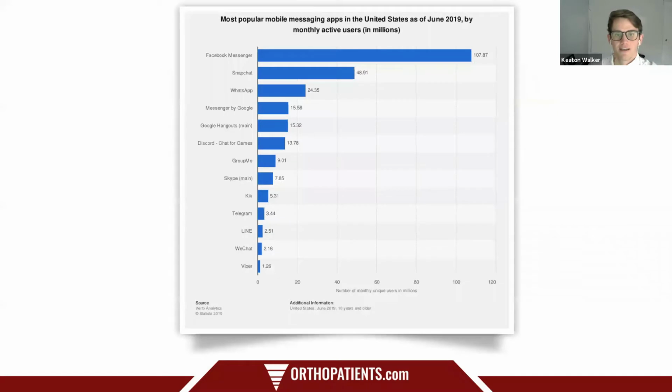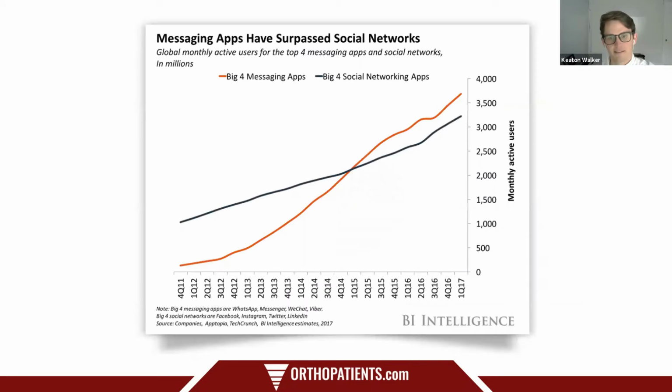So this is 1.3 billion monthly active users on Facebook Messenger. So it's the most popular in the United States by far. And this is what I call the great crossover. As you can see, in 2015, the popularity of messaging apps surpassed the popularity of networking apps. At the bottom, the big 4 messaging apps are WhatsApp, Messenger, WeChat, and Viber, which most people in the US aren't using. They're just using Messenger. And the big 4 social networks are Facebook, Instagram, Twitter, and LinkedIn. So there's something to this, right? There's something about messaging a business that's different than engaging with them just through posts.